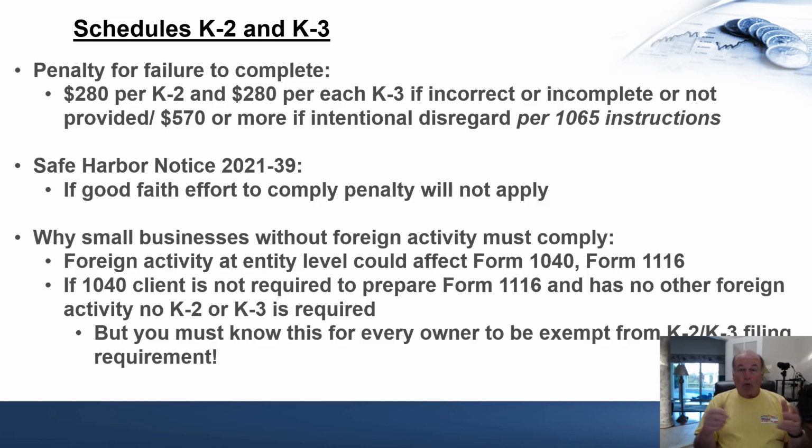Why? There's a penalty, updated by reading the instructions, of $280 per each K2 and $280 per each K3. Now think about it. If I have 5 partners in a partnership, that's $1,400 plus $280. I got a $1,680 penalty for filling out an incorrect form, an incomplete form, or not even providing the form. And if it's determined to be an intentional disregard, make that penalty $570 times each one of those.